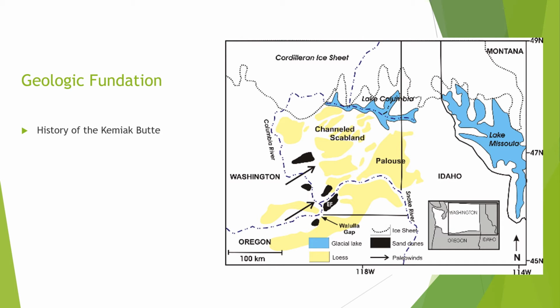Kamiak Butte has a long history of geographic foundation. Kamiak Butte started forming during the Ice Age. Therefore, Kamiak Butte was affected by the melting Lake Missoula ice sheet and Lake Columbia ice sheet. Since they flowed to the North Pacific side through the Columbia River, they affected the flow. The flood became channeled scablands, and they stay in the Palouse as hills.